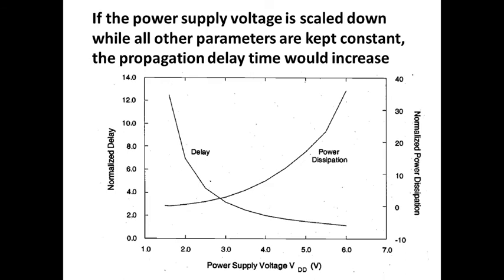In this slide, you can observe how the delay changes with respect to supply voltage and how power dissipation changes with respect to variation in the power supply voltage. If the power supply voltage is scaled down, or decreased, while all other parameters are kept constant, the propagation delay time would increase. If you go for a low delay IC, it will give high power dissipation. So it is not possible to get low power dissipation and low delay simultaneously.